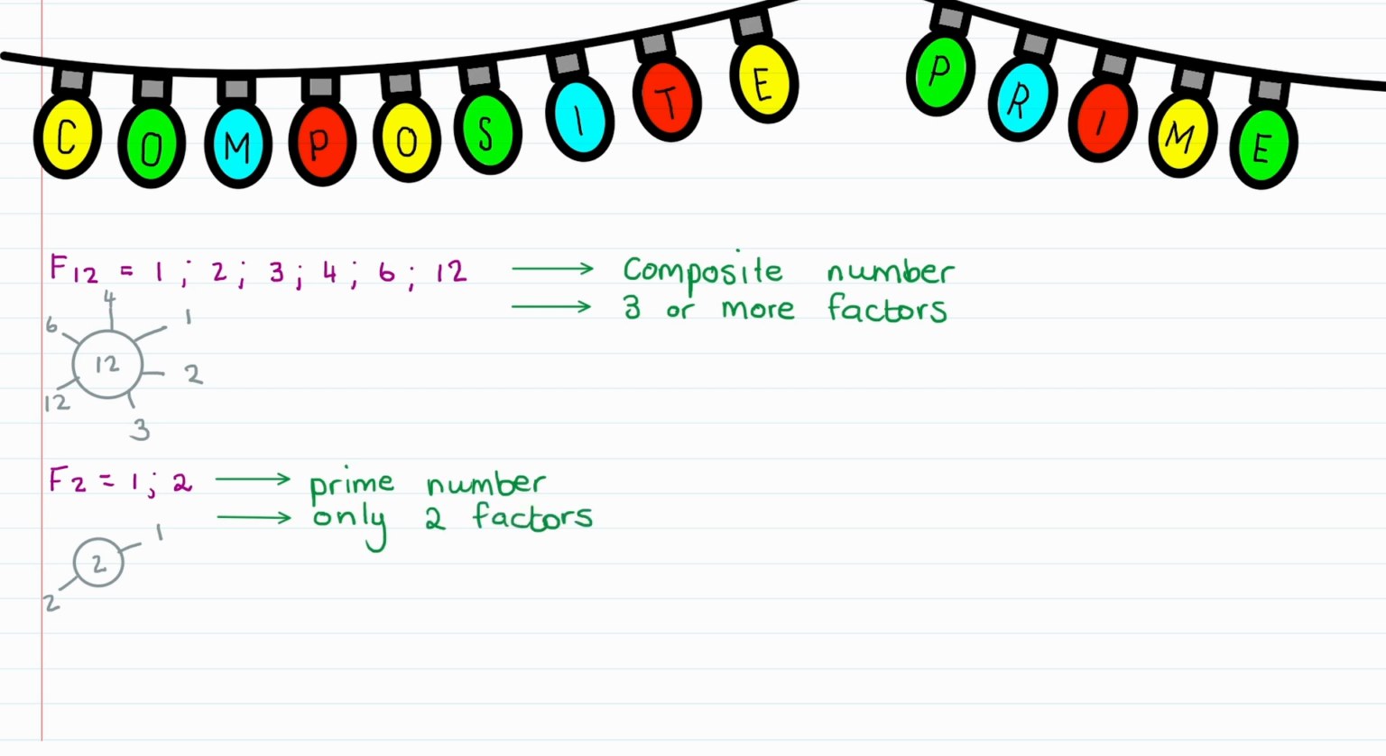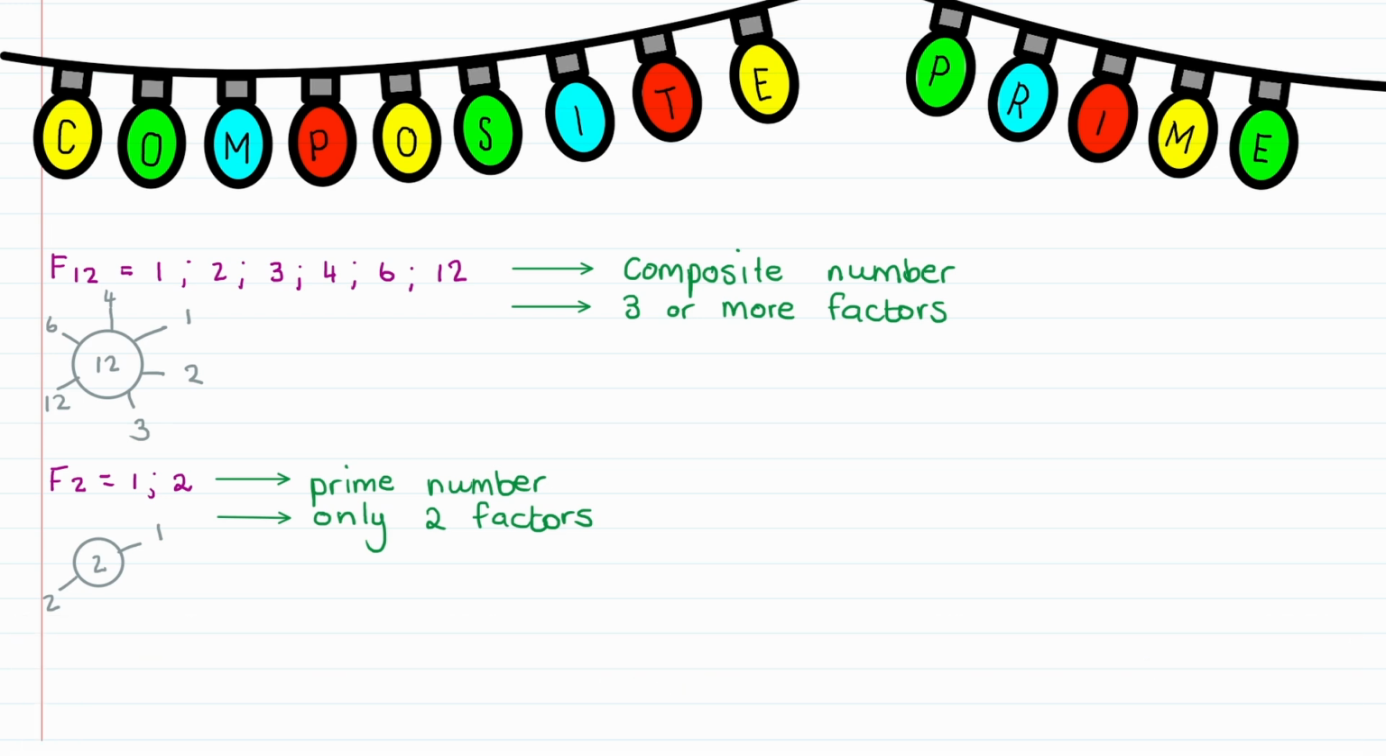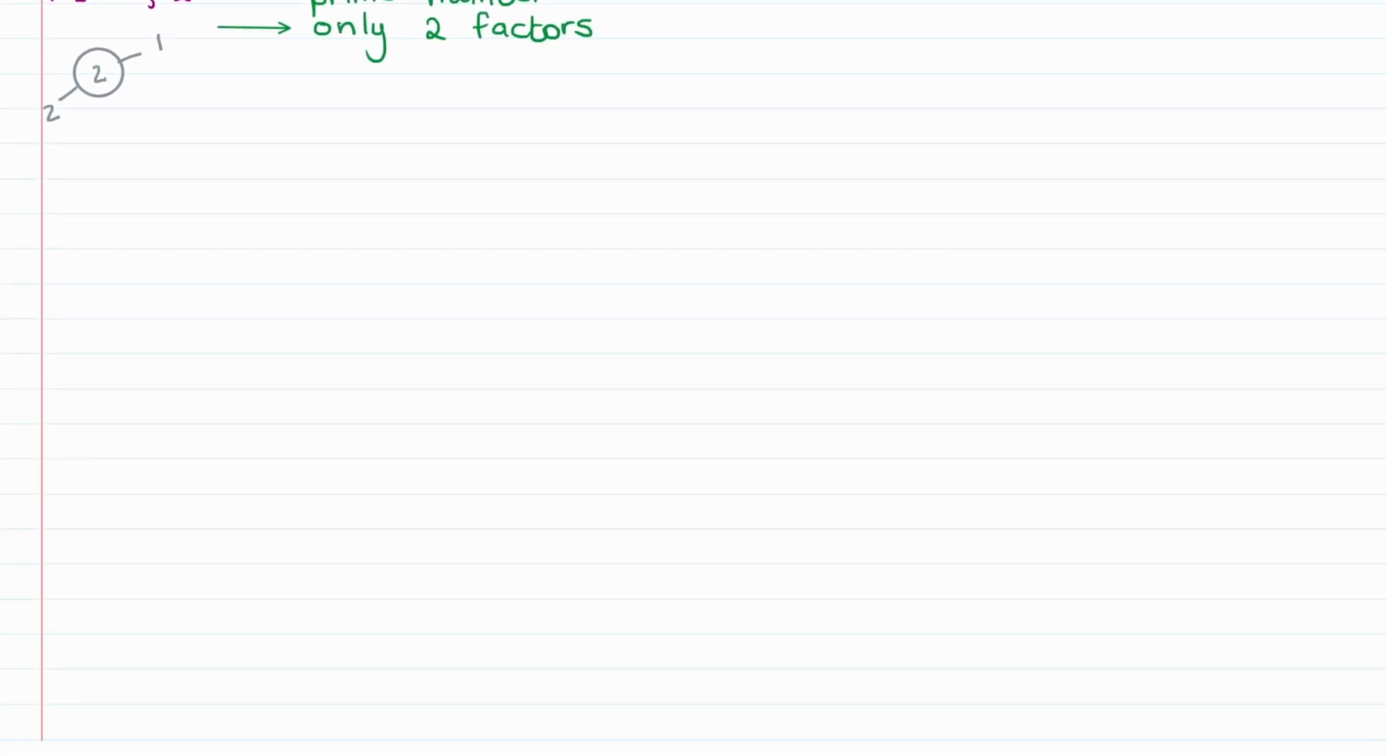Add in this note. Prime numbers can only be divided by the number 1 and itself. Let's look at another prime number. We can see that 11 is only divisible by the number 1 and the number 11 itself. Since there are only 2 divisible numbers, also known as 2 factors, the number 11 is a prime number.